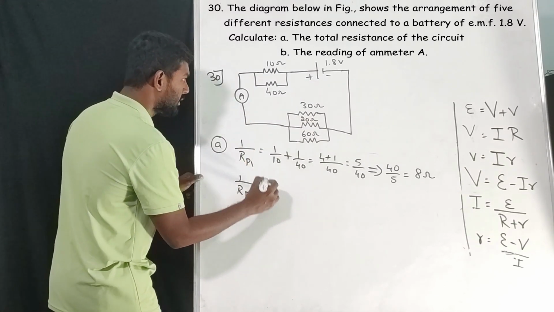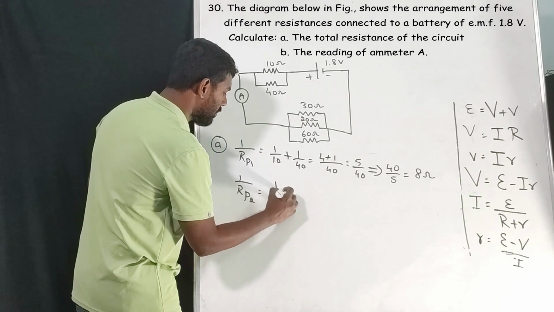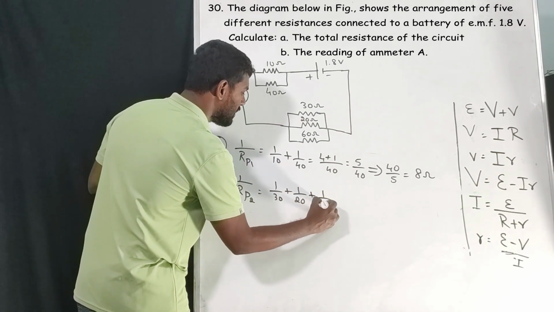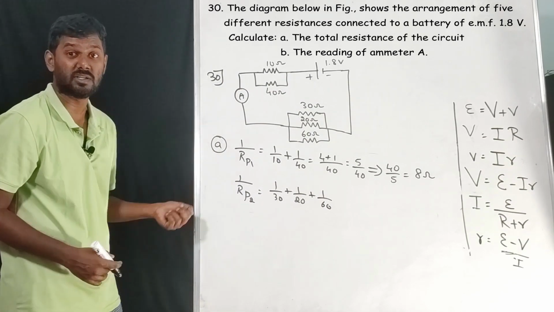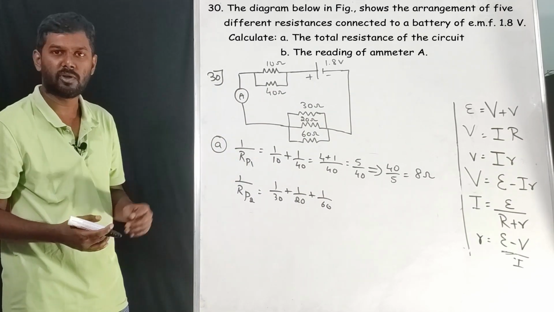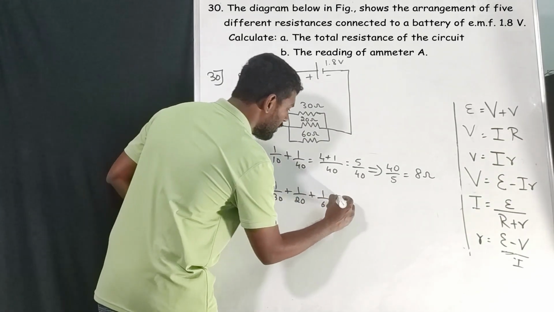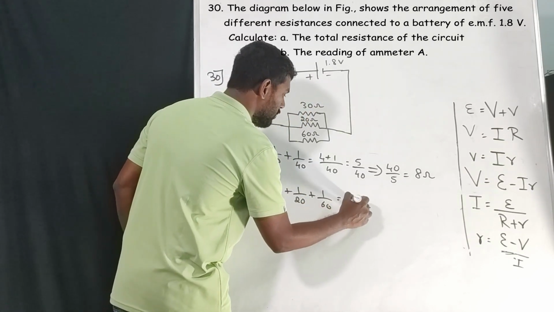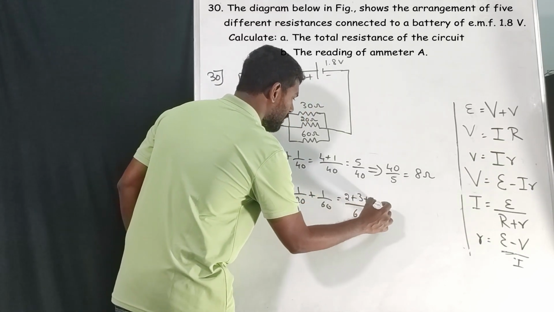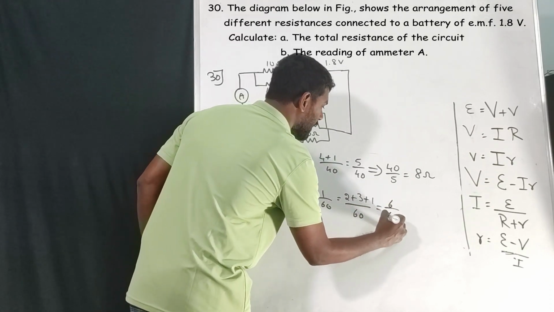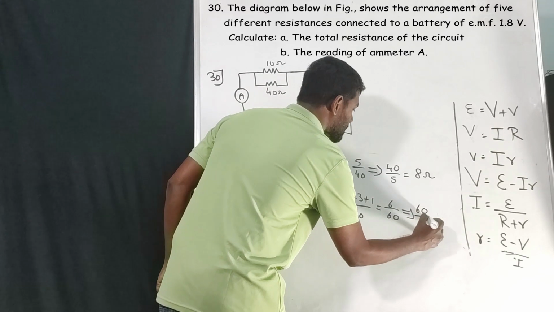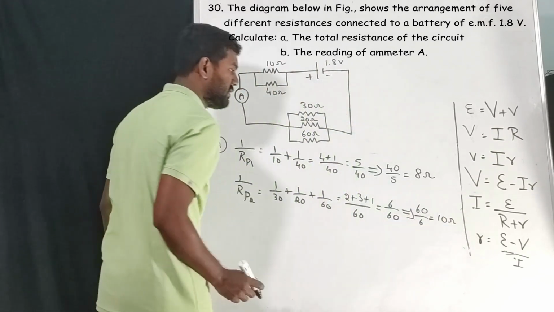Then 1/RP2 will be 1/30 plus 1/20 plus 1/60. See, don't worry about the number of resistors. If you know the concept, we can solve it. See, the LCM will be 60, correct? So this will be 2 and this will be 3 and plus 1. So this will be 6/60. We have to take the reciprocal, 60/6, that will be 10 ohm resistance.